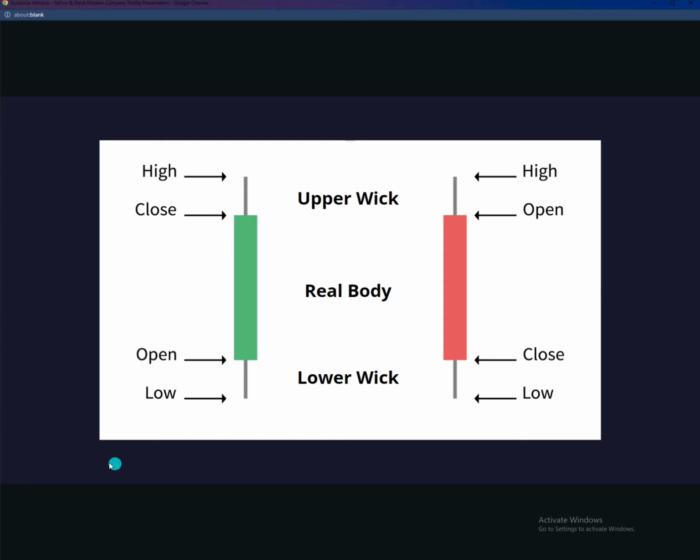Now that we have a basic understanding of candlestick charts and some of the terms used for technical analysis, I'd like to show you an example of a recent Bitcoin candlestick graph with a support level and resistance level that I had drawn on it.